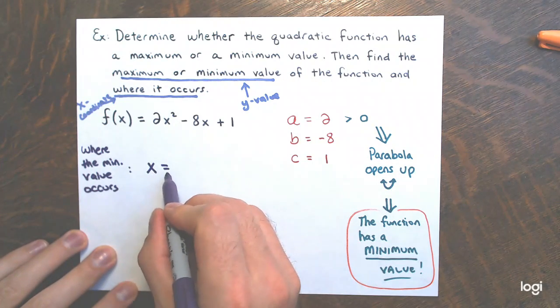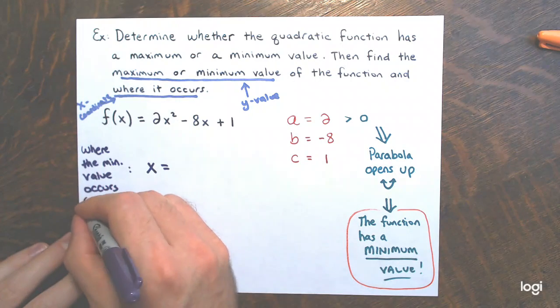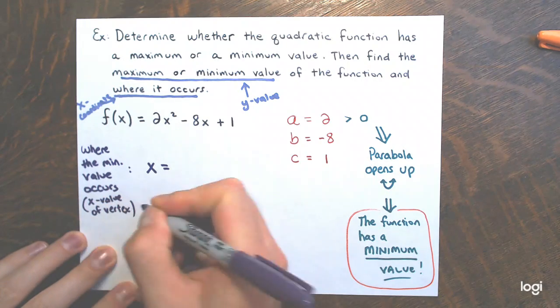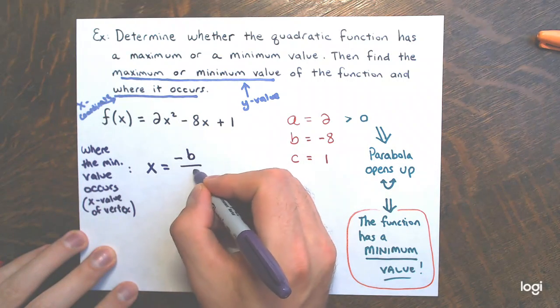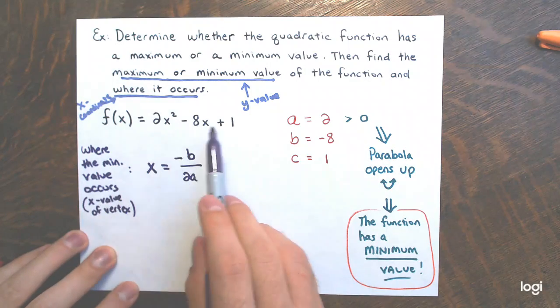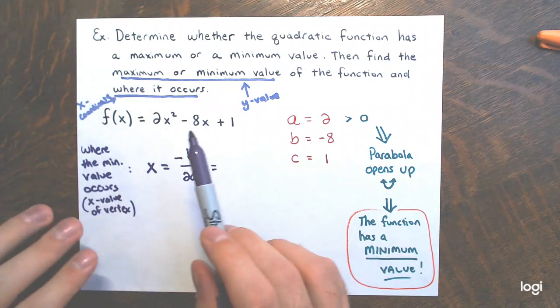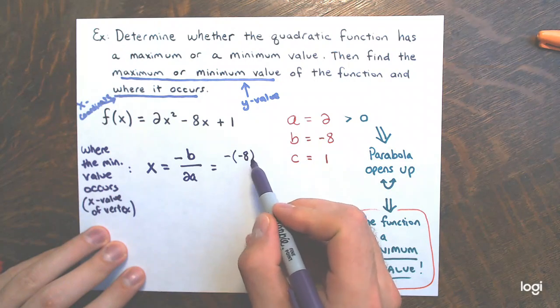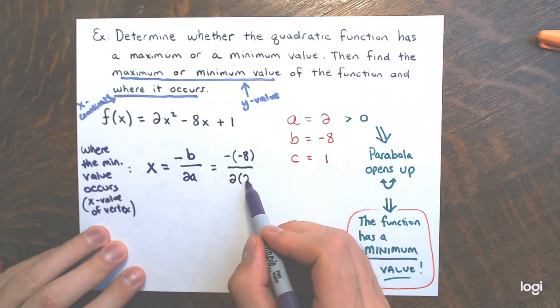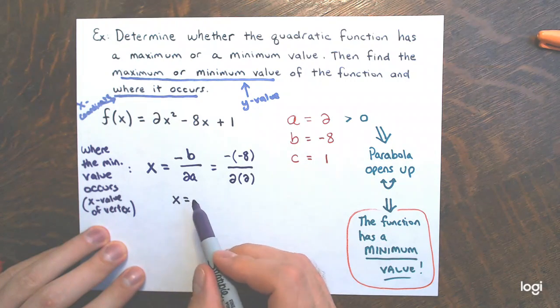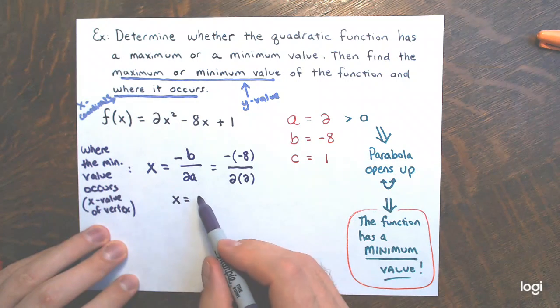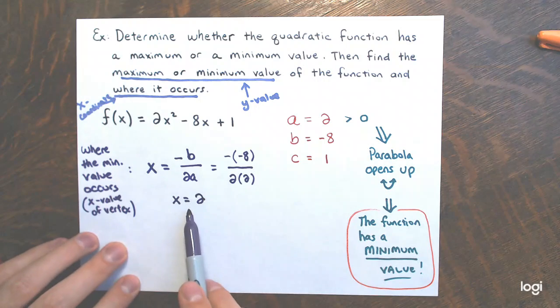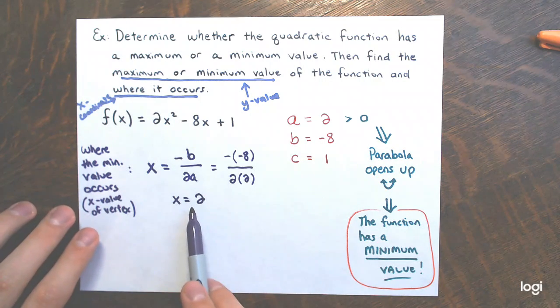This is just the x coordinate of the vertex. The x value of the vertex. And the x value of the vertex I put on the previous page was, remember, opposite of b divided by 2a, if I'm in that ax squared plus bx plus c form, which I am here. So it's the opposite of negative 8 in the numerator and then 2 times 2 in the denominator. So the x coordinate of the vertex is positive 8 divided by 4. 8 divided by 4 is positive 2. So this is the value where the minimum value of the function will occur.